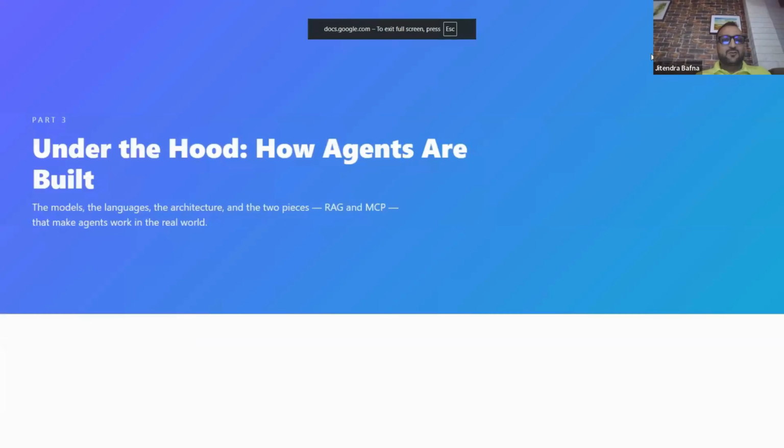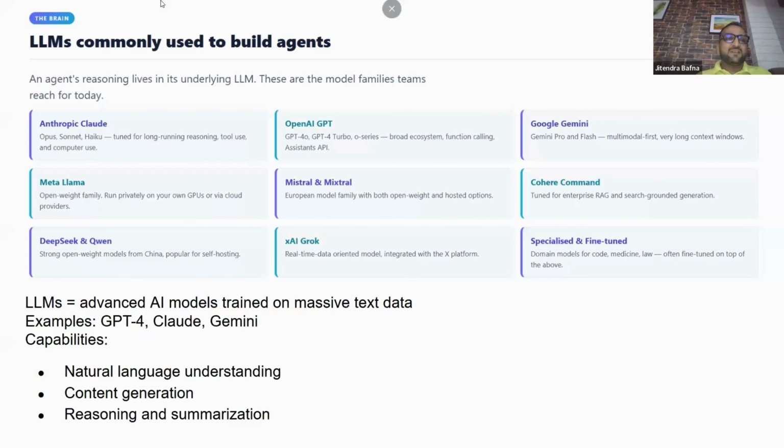Let me go to the next slide. So, how agents are built. As I mentioned, there are a lot of large language models, and we need one because the agent's reasoning lies in its underlying large language model, right? So as I mentioned, the LLM is the brain of the agent.